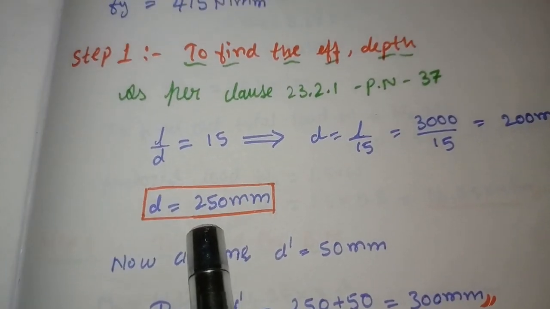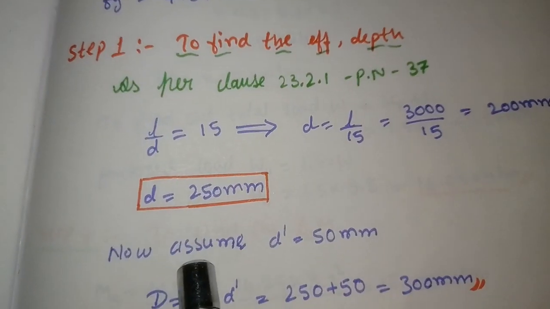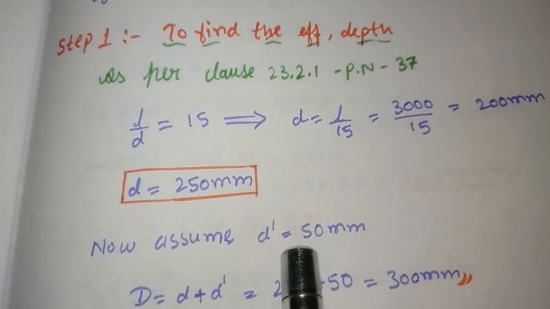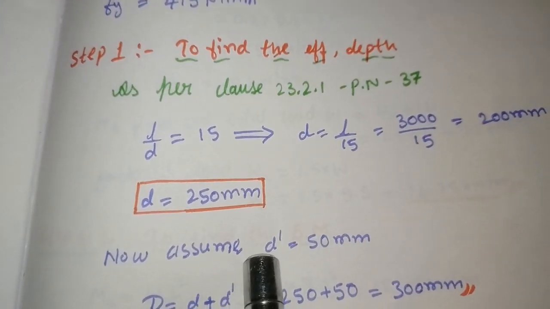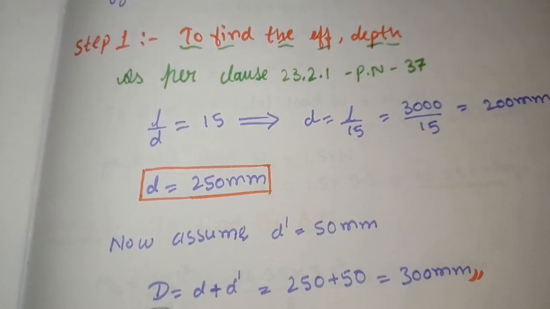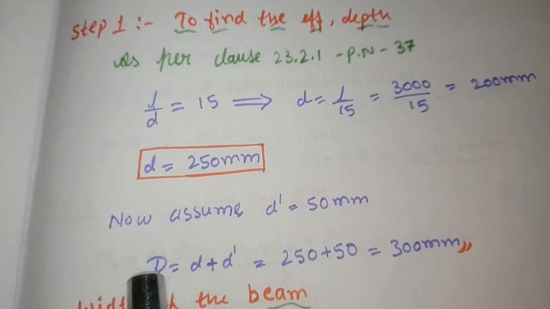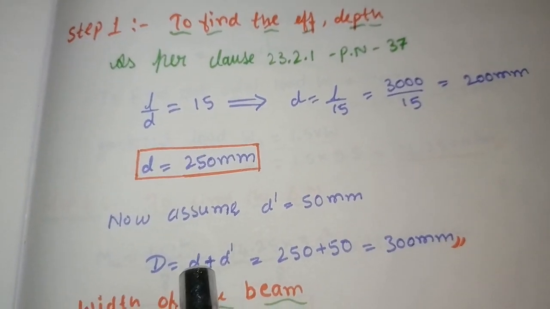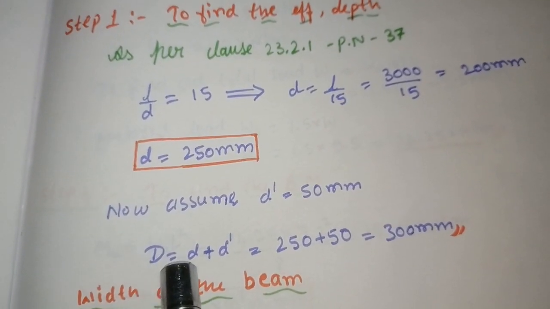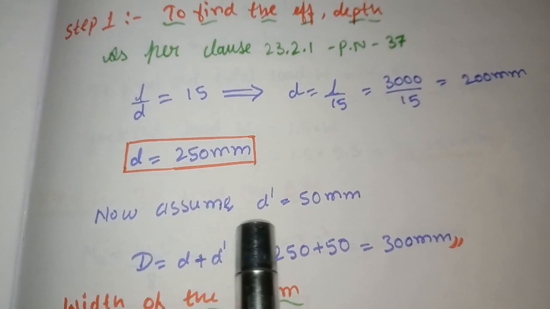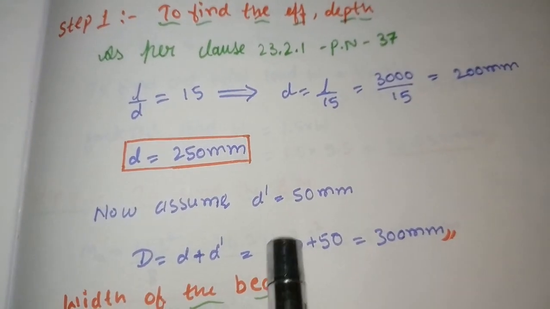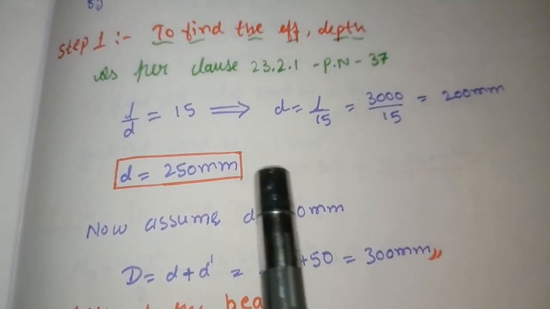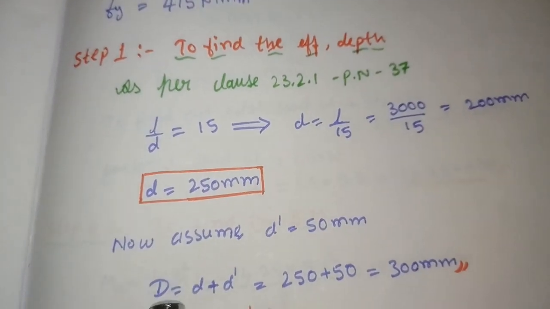Next is to assume the effective cover, that is D dash. I'm taking effective cover as 50 mm. It's necessary for calculation of the overall depth, which is denoted by capital D. For the calculation of overall depth, you have the formula: effective depth plus effective cover. Substitute all the values, and we'll get our overall depth as 300 mm. So this is how we calculate the overall depth.